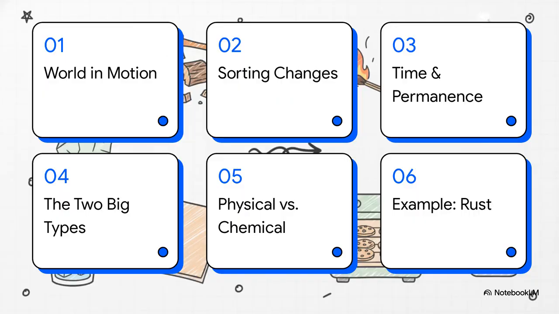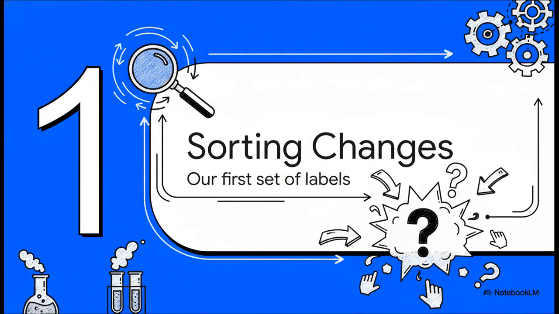We're going to start by building a simple way to sort changes. Then we'll look at things like time and whether we can hit the undo button. After that, we'll dive into the two most important scientific types. That's physical and chemical change, and we'll wrap it all up with a real-world example. All right, first things first.